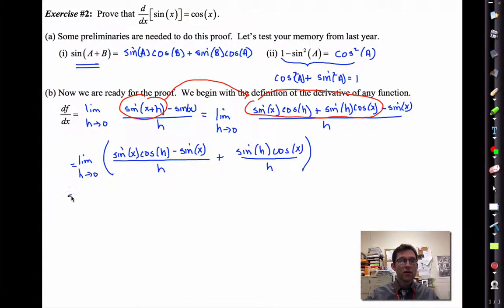Let's do a little more work. Let's now take this fraction and factor a sine x out. What we'll be left with is cosine h minus 1, all divided by h. And I'm going to now apply the limit to both of these fractions so I can look at them separately.